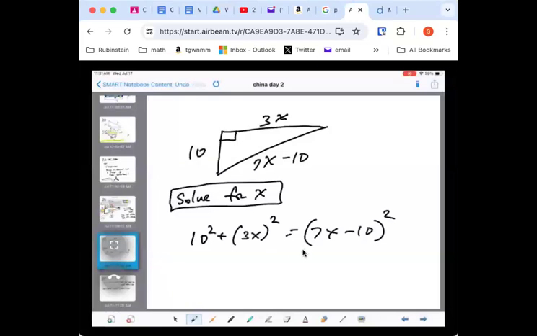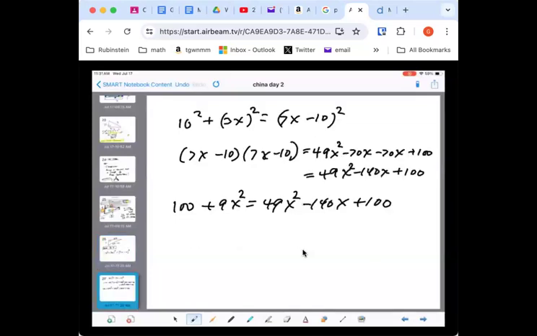So the big thing here is multiplying the 7x minus 10 squared. And here's how you do that. There are actually two things. Letitia had asked how you do the 3x squared. Well, 3x squared is 3x times 3x, so that 3 turns into a 9. And that's key. If you wrote 3x squared and not 9x squared, it wouldn't work out. So that's key right there.